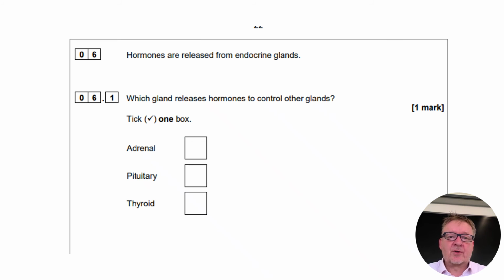Question number 6. Hormones. Nothing like a good hormone. Hormones are released from endocrine glands. That's correct. Which gland releases hormones to control other glands? Okay, so let's think about it. What's the big gland? The master gland. Okay, so it's not adrenal, because that is just adrenaline. Pituitary is the master gland, and then the thyroid is in your neck, and that controls metabolism.